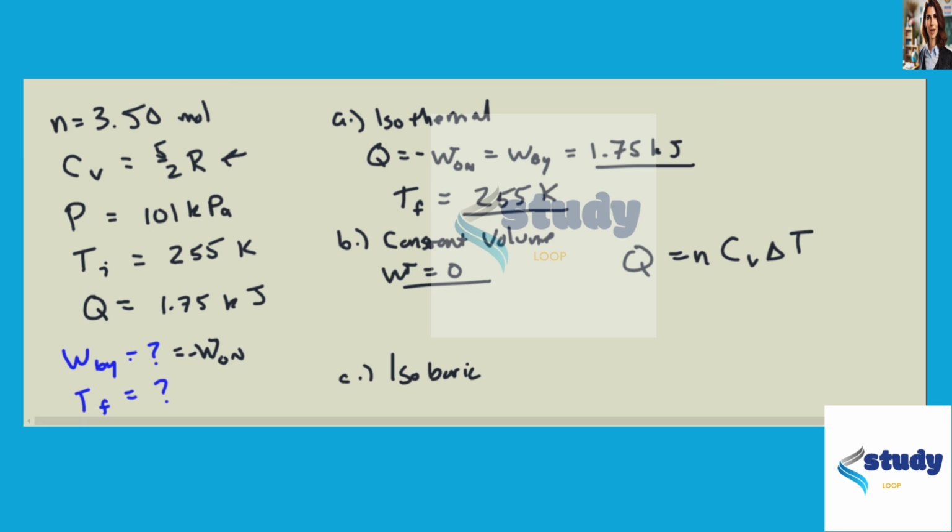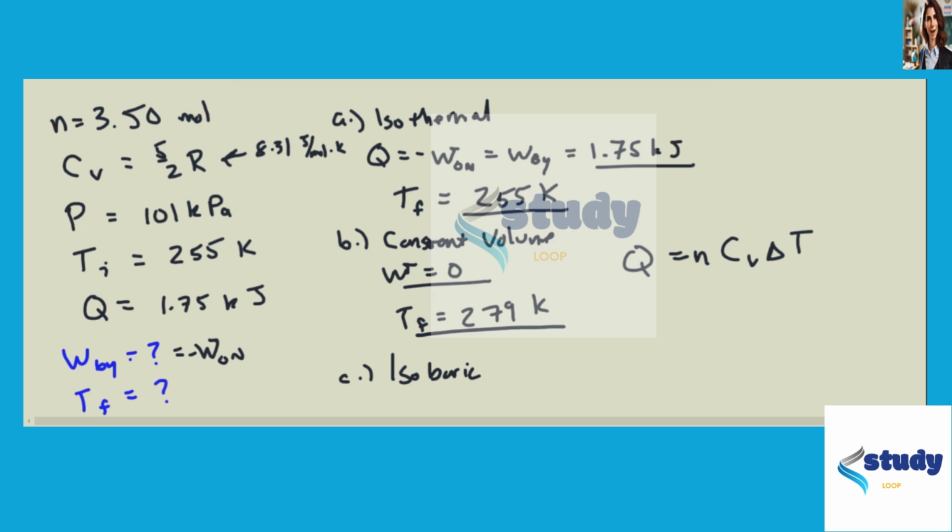N is just number of moles, CV is 5/2 R, and R is 8.31 joules per mole Kelvin. Plug that in, and you will find that your temperature is going to change by about 24 degrees Kelvin, 24.067. But we've got 3 significant figures here, so add that 24 to your 255, and you'll get about 279 Kelvin for your final temperature.